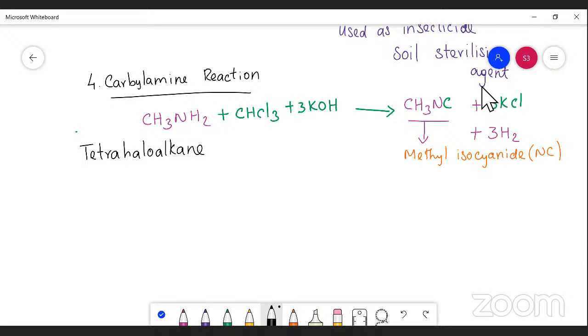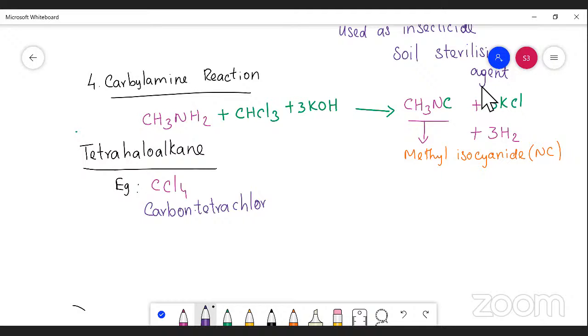So the tetrahalogen example of this that we are taking is CCl4. What is that? Tetrachloromethane or carbon tetrachloride.